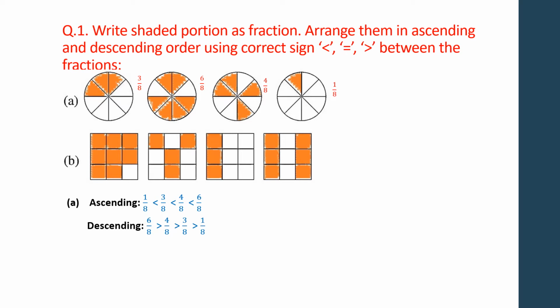Come to the second figure, B, 8 by 9, 4 by 9, 3 by 9 and 6 by 9. So let us arrange it. Ascending order, 3 by 9, 4 by 9, 6 by 9 and then 8 by 9. Descending order, 8 by 9, 6 by 9, 4 by 9 and then 3 by 9.